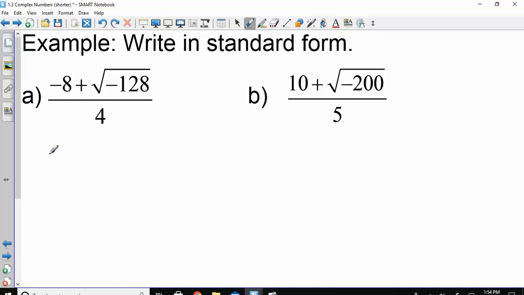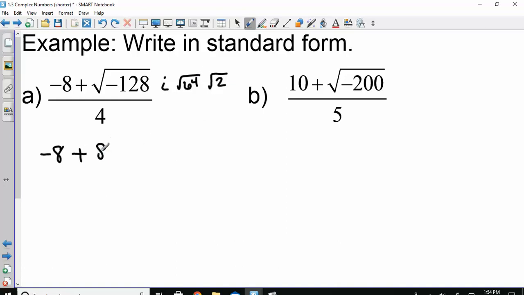Okay. Let's look at this one. All right. What would I do first? Simplify. What can I do with that radical? Gotta take out the i. Okay. Can we break it up? Are there any perfect squares that go into 128? Probably. 16. There's a bigger one too. 64.